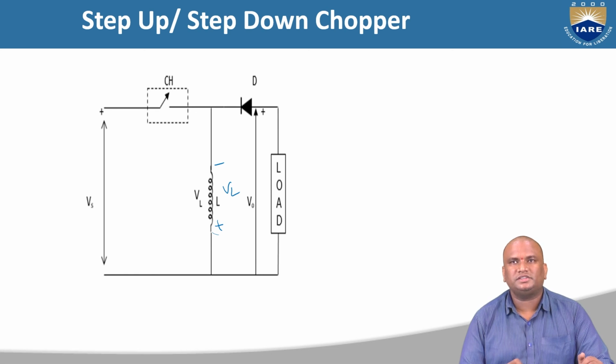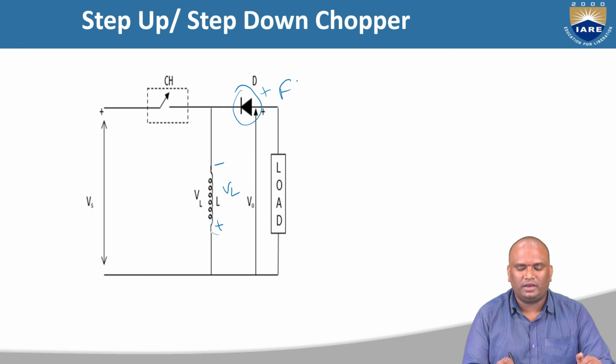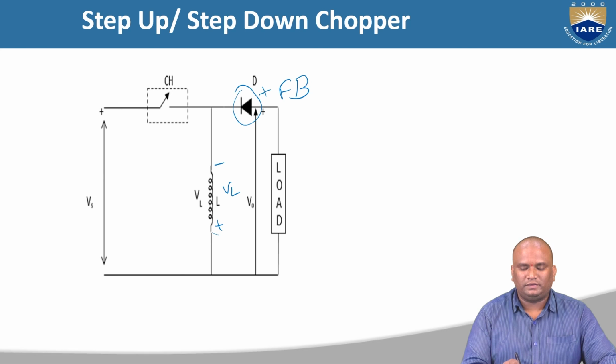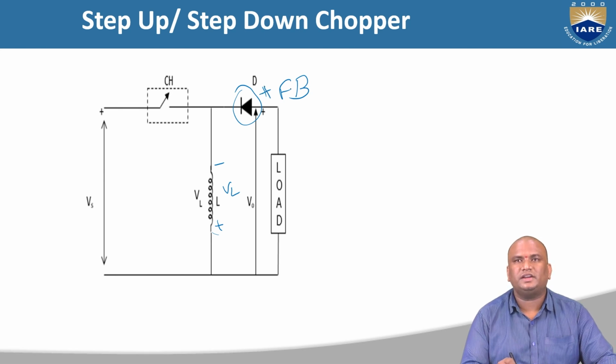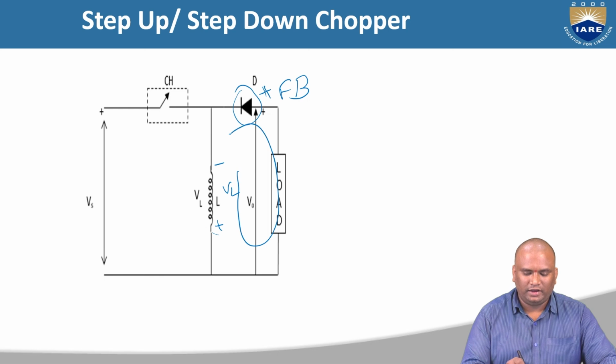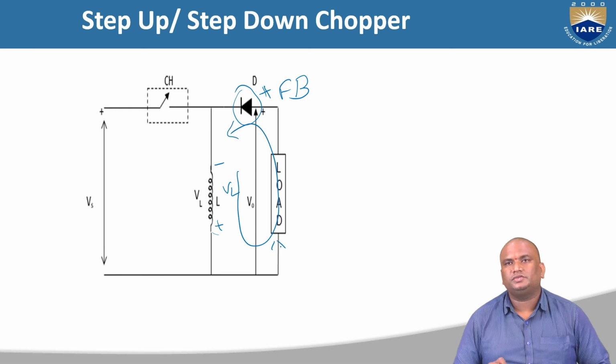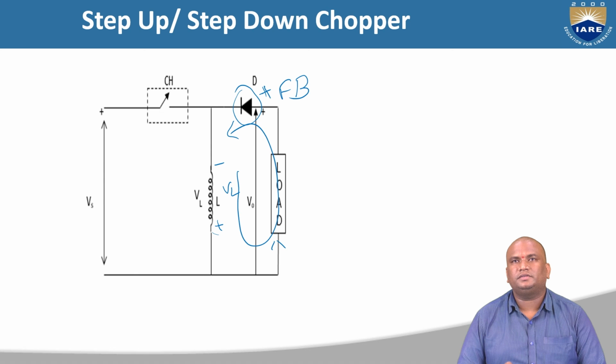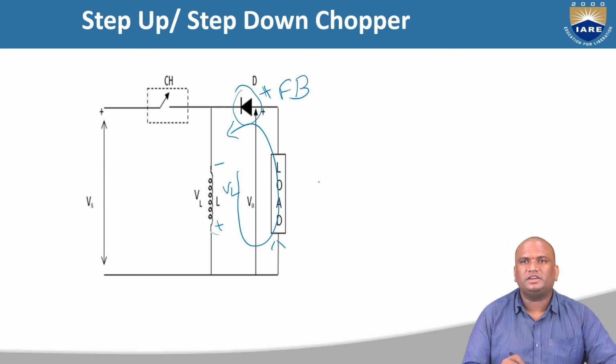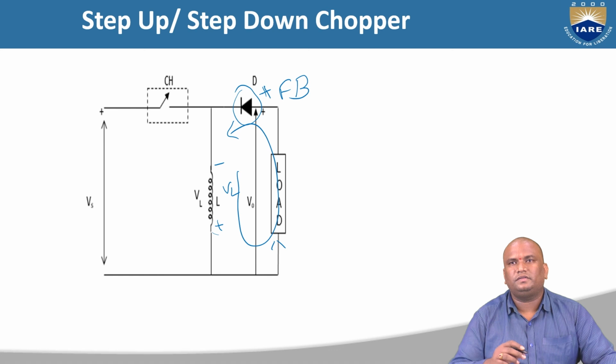Once the inductor voltage reverses its polarities, the diode anode experiences a positive voltage. When the diode anode experiences a positive voltage, it acts like a forward bias, or like a short circuit. The diode gets forward biased. Once the diode is forward biased, the current flows in the reverse direction. So in this chopper, we are going to get current in the reverse direction during the chopper off condition.